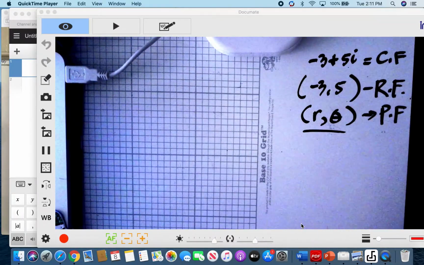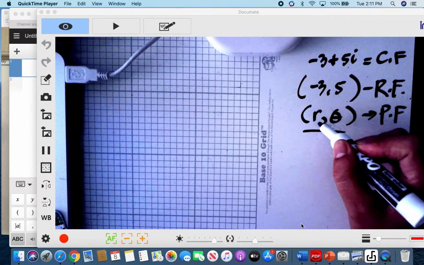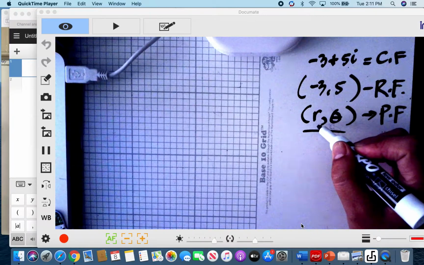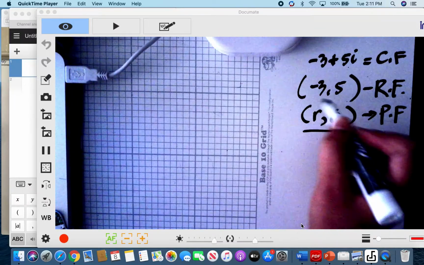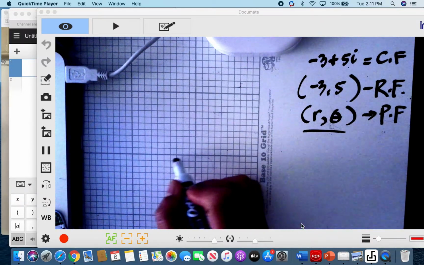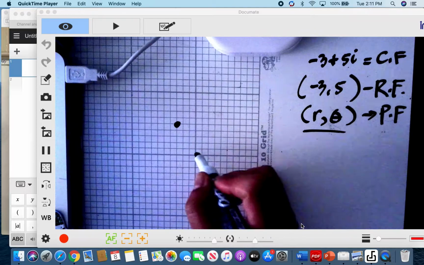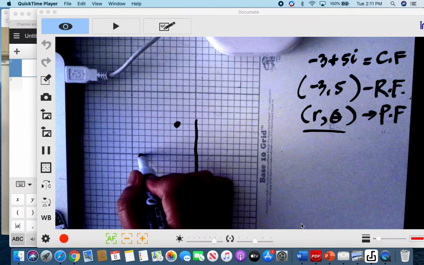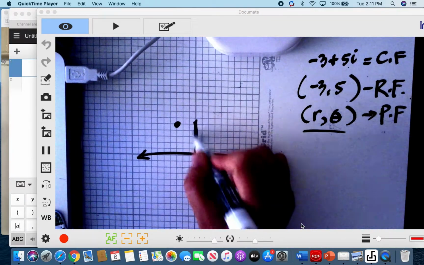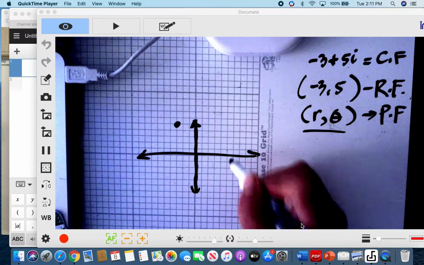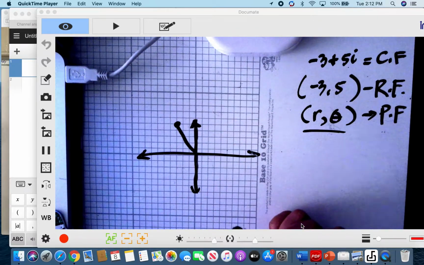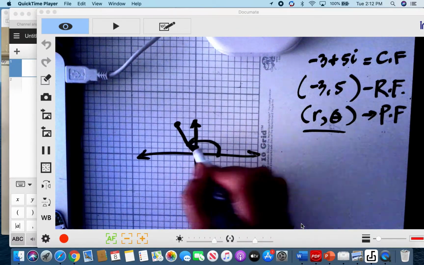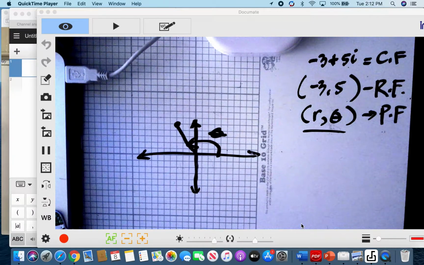So how do we express this in the polar form? We need r, which is actually the magnitude of our vector, and the angle from the positive x-axis. If we're going to graph this, that will be negative 3 and 5. So that is our point, if this is our Cartesian plane. We want the angle coming from here. So we draw the magnitude, it's like that, and the angle that we are looking for should be here.